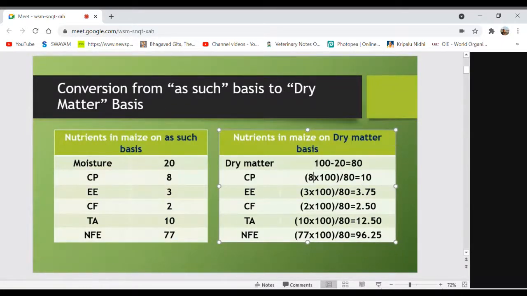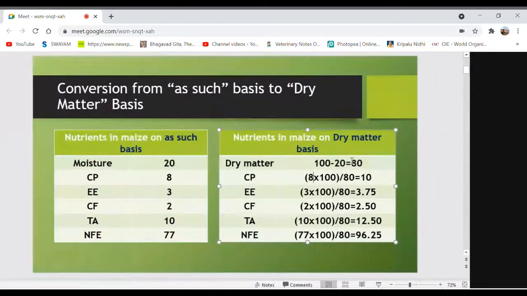Okay, it is very easy. And in reverse, suppose your estimation is given on diameter basis, and you have to convert into SS basis. In that case, what will you do? Suppose things are given like this: 80, 10, 3.75, 2.5, 12.5, and 96.25, and you have to convert. So here, since it is 80, definitely the moisture will be 20%, and after that this 10 is present in how much quantity? The 10 is present in 80 gram diameter.